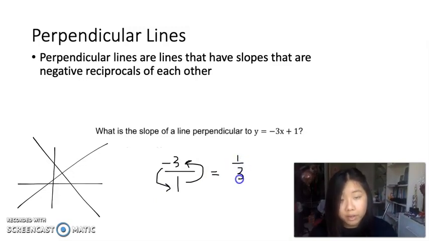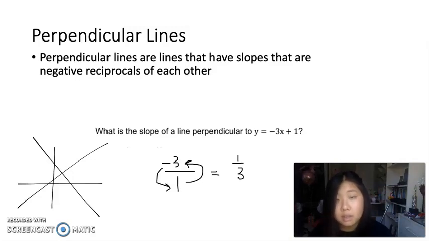positive 1/3, because the 1 from the denominator went to the numerator, and the 3 from the numerator went to the denominator. And it's positive because it is the opposite sign of what it is originally. And since it was originally a negative sign, the negative reciprocal would have to have a positive sign. But if it was originally positive, the negative reciprocal would be negative.